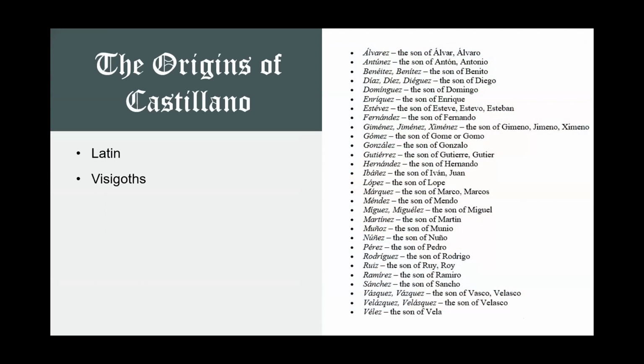So like most Germanic languages, you have the "son of," like Olison, the son of Oli. And the Visigoths had something similar, but in their case, it was -z. So as you can see here, there's a list of common last names in Spanish, and they actually derive from the Visigoth tradition of the son of. For example, Lopez means, in Visigoth, the son of Lope.